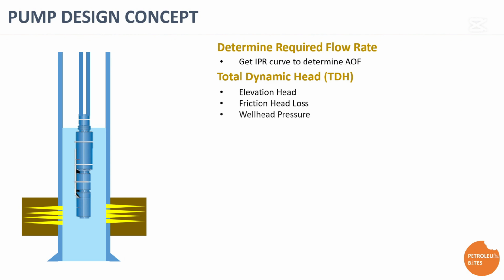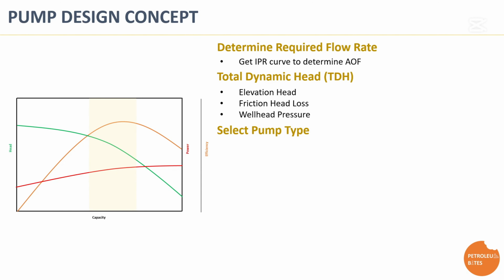Next, we calculate the total dynamic head, TDH, the total pressure the ESP must overcome to lift fluid from the wellbore to surface. TDH is the sum of three key pressure components: elevation head, which is the vertical distance the fluid must be lifted; friction head loss, which is the pressure drop caused by the fluid friction in the tubing and flow restrictions; and wellhead pressure, which is the required surface pressure to maintain production and facilitate downstream operations. Once the TDH and production rate are defined, the appropriate pump type is selected based on its ability to deliver the required flow rate and pressure.